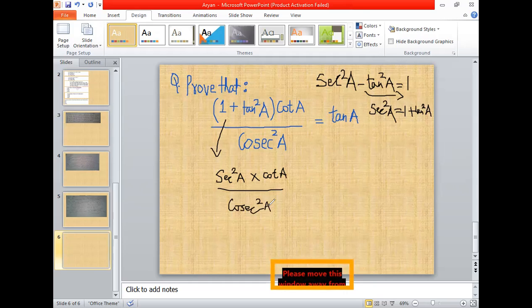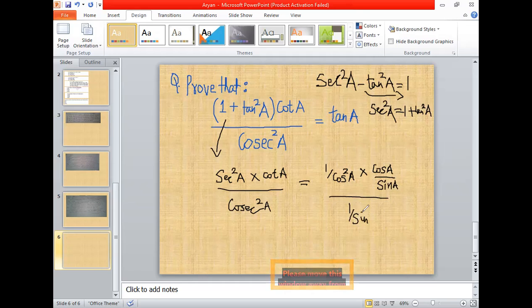Now, we know that sec square a is nothing but 1 by cos square a. We know that cot a is nothing but cos a by sin a, so write cos a by sin a. And we know that cosec a is nothing but 1 by sin a, so in the denominator you can write 1 by sin square a.